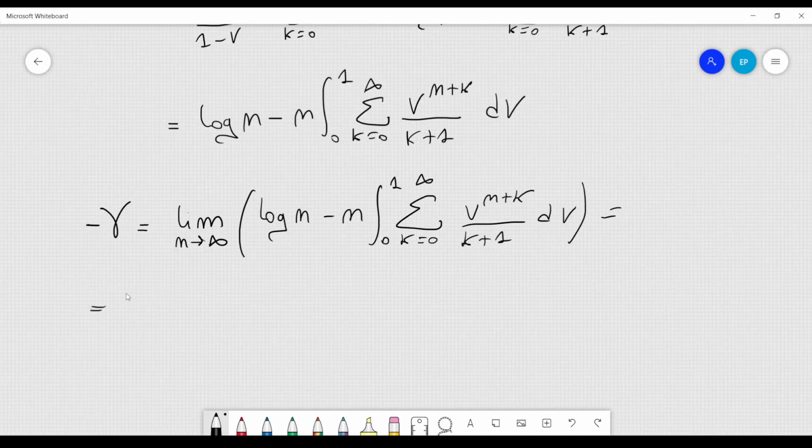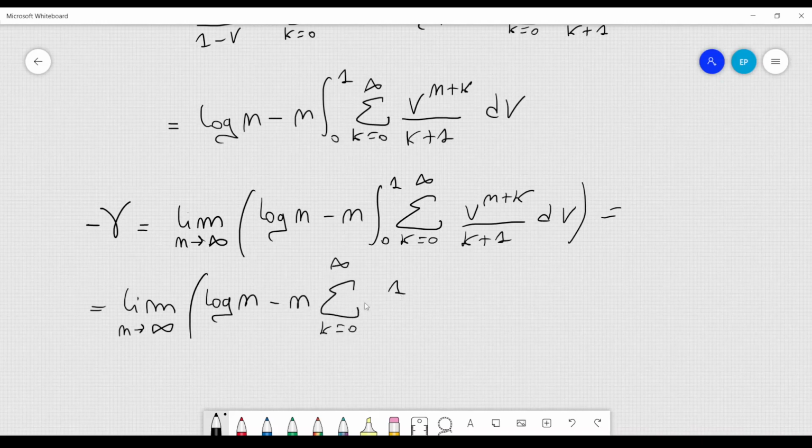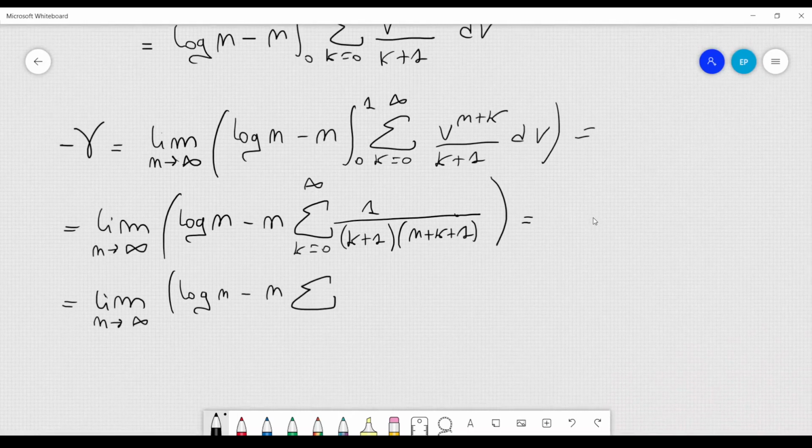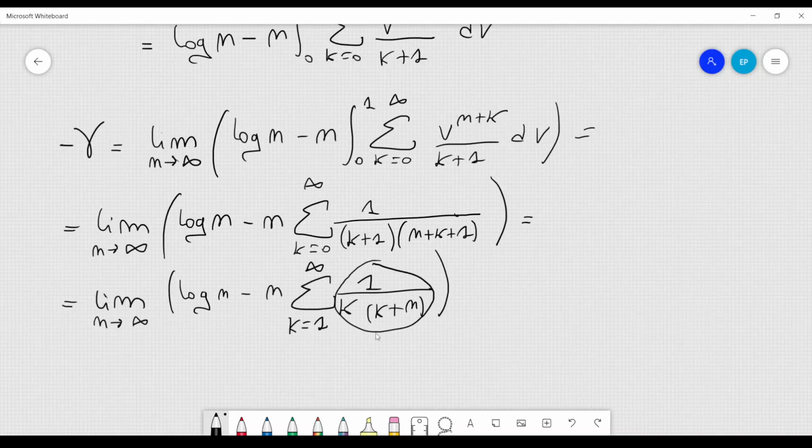And now we can rewrite it as limit as n goes to infinity log n minus n sum over k from 0 to infinity 1 over, after I integrate this function, we get k plus 1 here, n plus k plus 1, equal to limit as n goes to infinity log n minus n. And now instead of rewriting the sum from 0 to infinity, I can rewrite it from 1 to infinity, and I have to change slightly this expression, and it is just 1 over k times k plus n. And now I'm going to rewrite this expression one more time. This can be written as 1 over n times 1 over k minus 1 over k plus n. It is easy to see that this quantity is equal to that one.